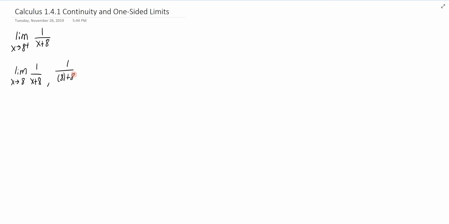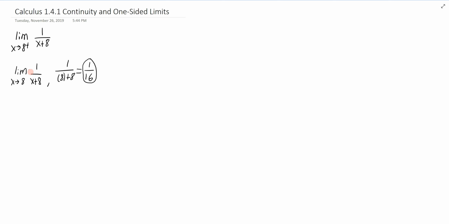And so if we replace x with 8, what will happen is we'll get the value of 1 over 8 plus 8. So that's 1 over 16, and that's in fact our answer. And so as you might see here, all that we had to do is make this connection that, hey, if we can find the standard limit, guess what? Then that's going to be the same limit as the value from the right. That's also true if we're looking at it as the limit of the value from the left. So that's all that we did here.